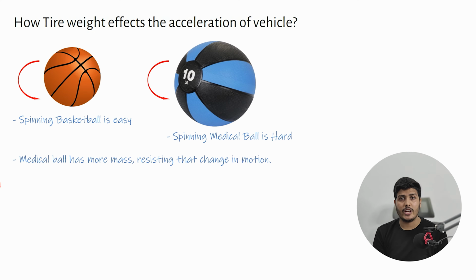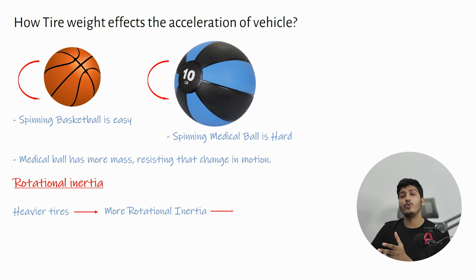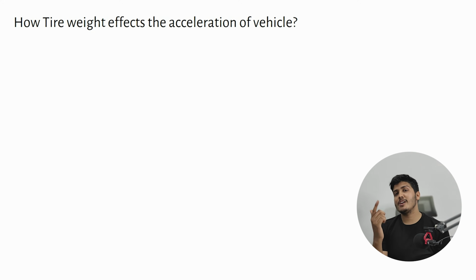This is the concept of rotational inertia. The same principle applies to your car wheel. Heavier tires have more rotational inertia, meaning it takes more force from your engine to get them spinning and achieve acceleration. It's like your engine is constantly pushing a heavier object. Let's take one more example.